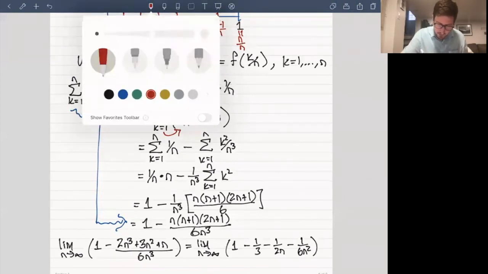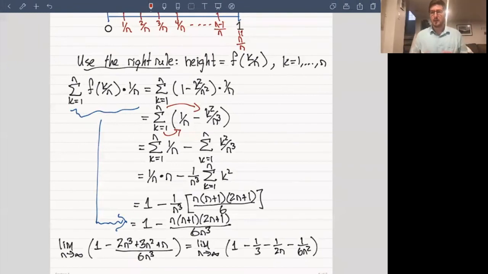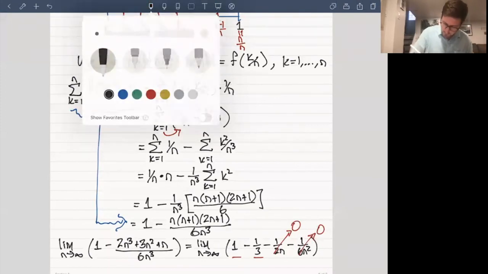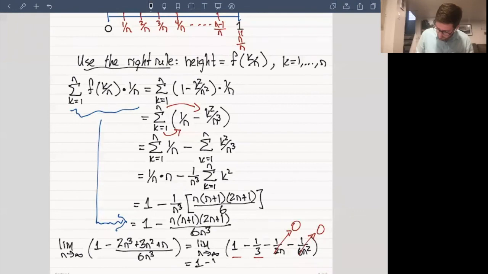Now, I'm asking myself, what happens as n goes to infinity, as I take the number of rectangles to infinity? Well, 1 is constant, that doesn't change with n. 1/3 is constant, that doesn't change with n. 1/2n, as n gets big, 1/2n gets super small, and this goes to 0. Similarly, as n gets really big, 1/6n squared gets super small and also goes to 0. And this tells me that the limit here is equal to 2/3, 0.6 repeated. Okay, this is good, right?